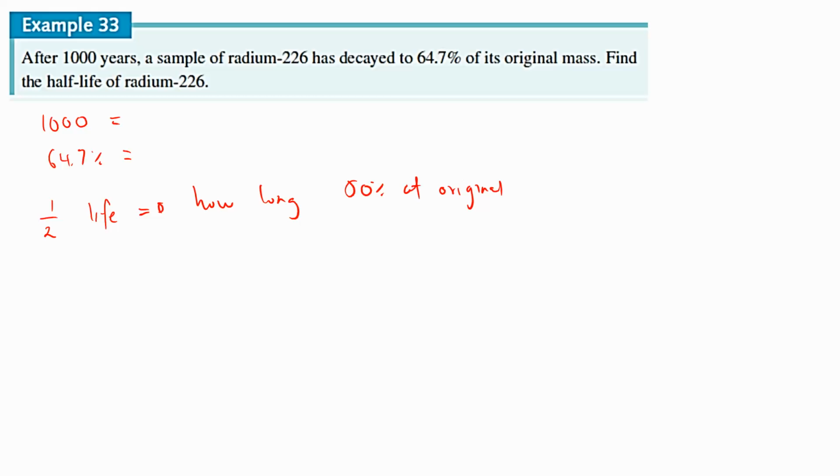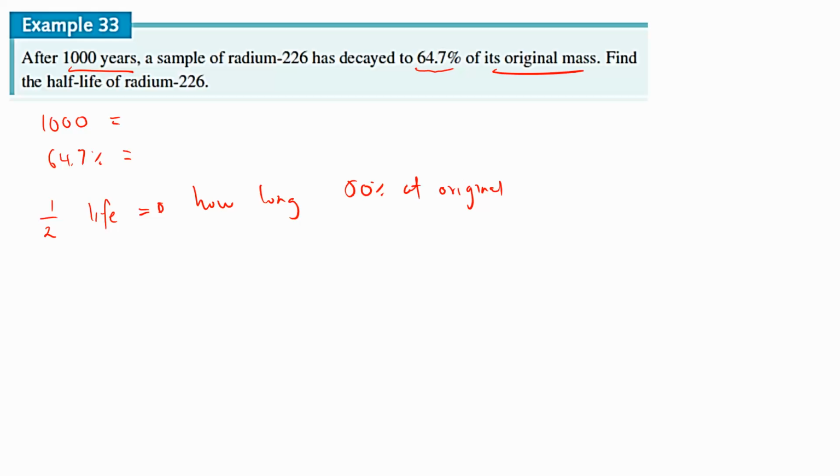What they've given you up here is how long it takes to have 64.7% of the original. But we don't want 64.7%. We want to know how long it takes for 50% of the original. So what does 1,000 represent and what does 64.7% represent? That's what I want to know. And then how are we modeling this? Using the two things that I've shown you, we've got an exponential model. 1,000 is A? Is that what you said?